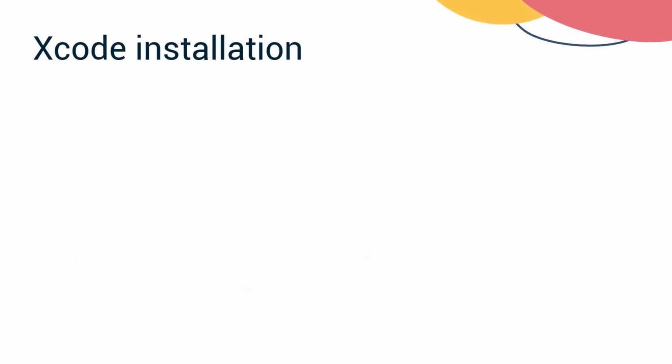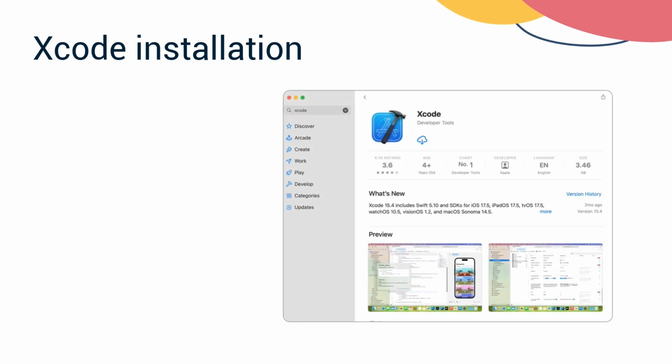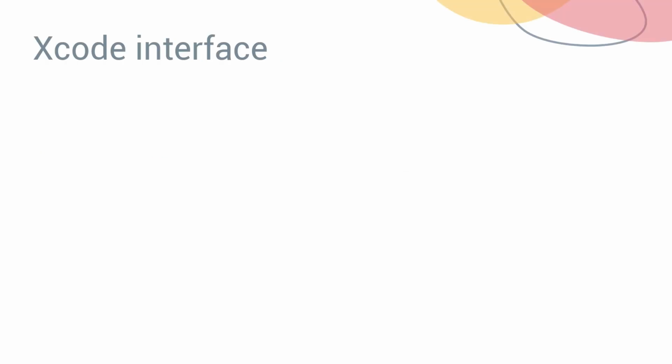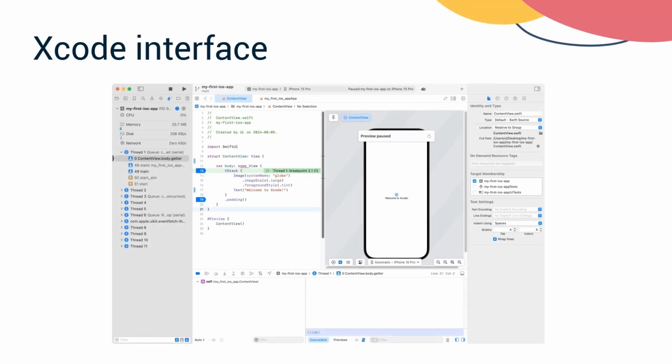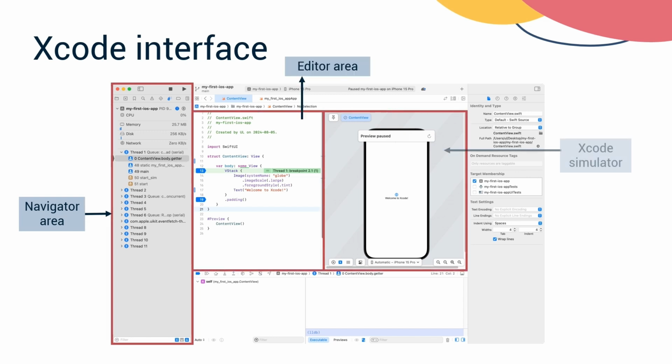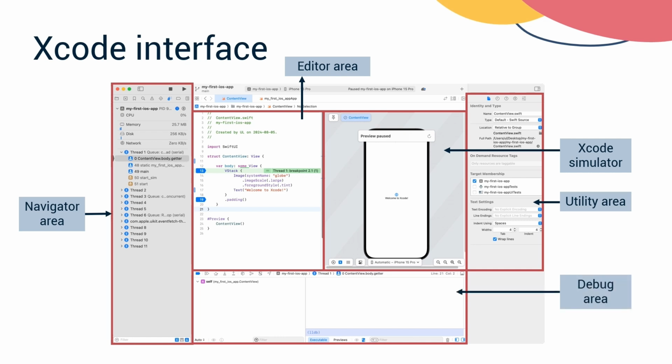Before we delve into the Xcode interface and features, let's understand the installation process. You can install Xcode for free from the App Store on macOS. Once installed, you can launch the application and create your first project. When you've created your project, you'll see the Xcode interface, which comprises the Navigator area, the Editor area, the Xcode simulator, the Utility area, and the Debug area. Let's look at each of these areas in detail.